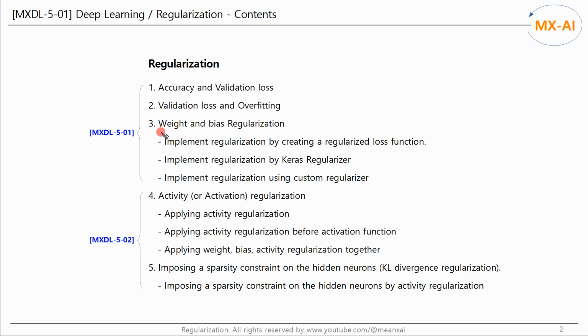In the last video, we looked at how to apply weight and bias regularization to a neural network. In this video, we will look at activity regularization, which applies regularization to the outputs of hidden layers. The activity regularization prevents overfitting by imposing a penalty on the outputs of each layer to prevent them from becoming too large.